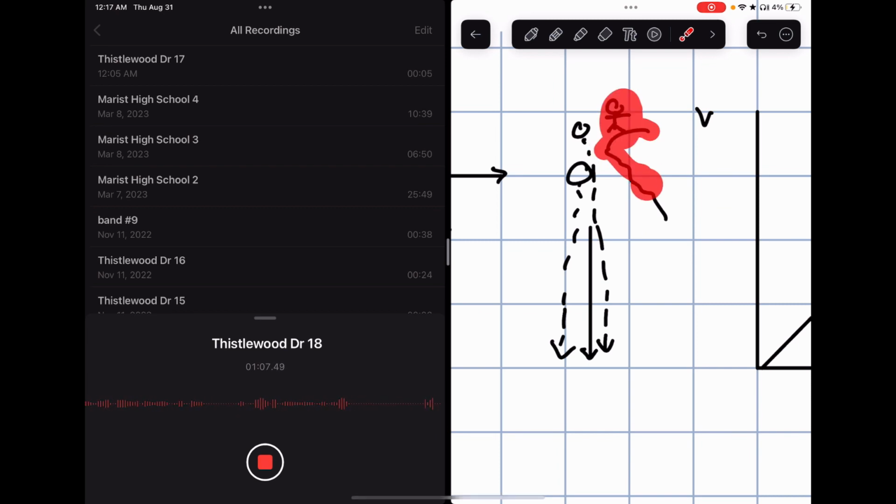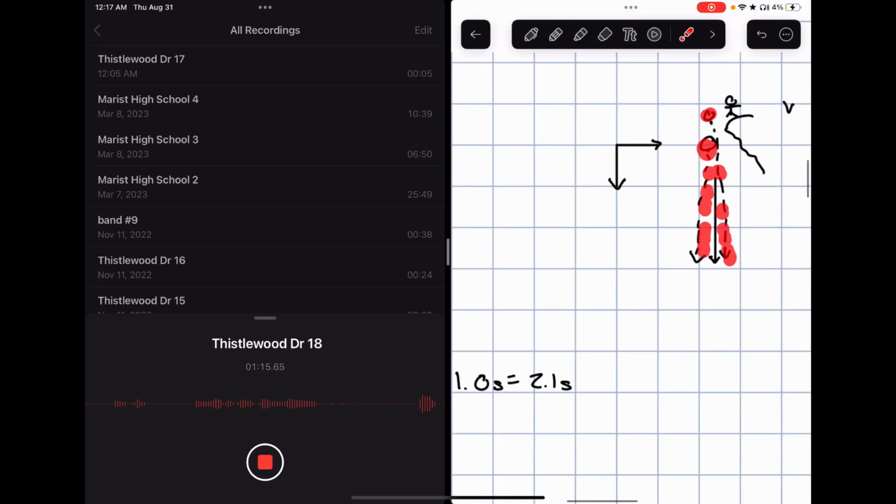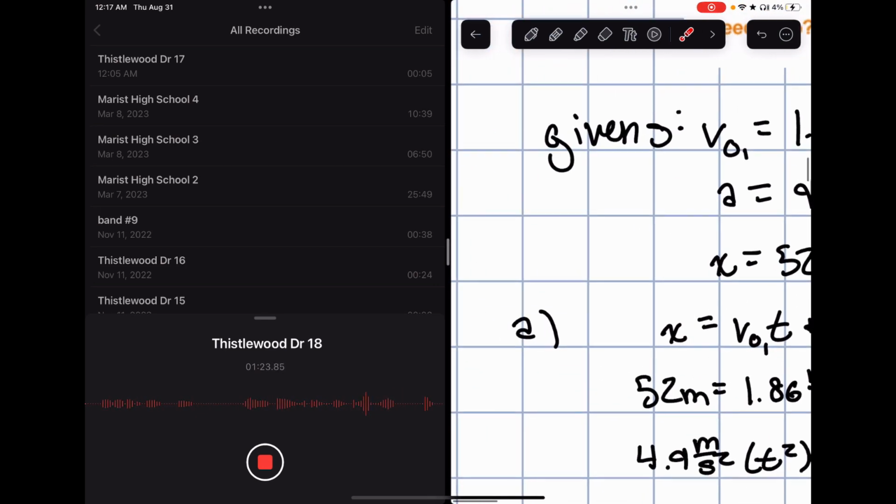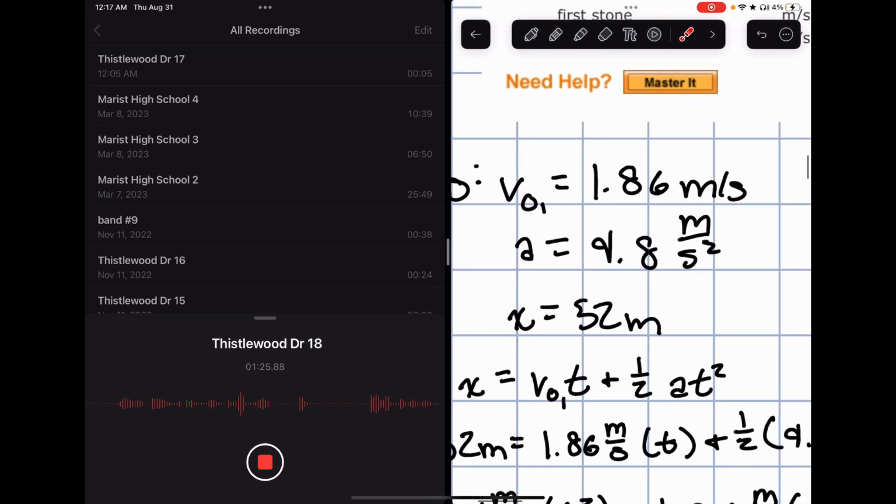So, before I got all of this started, I drew a little picture. So here is a man on a cliff, and then stone 1, stone 2, and we are going downward. And I've signified for easier purposes that my down is going to be positive. So, I listed out my givens just to make everything a little bit easier for me.